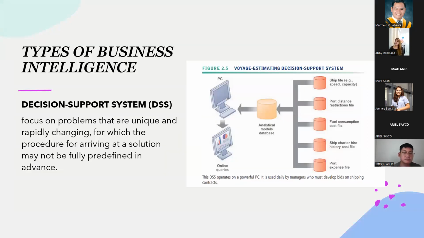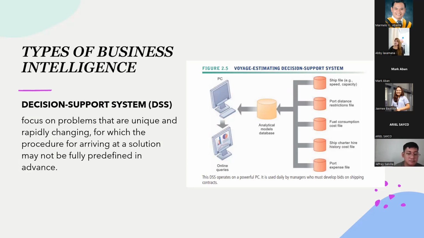So other types of business intelligence systems support more non-routine decision making. Decision support systems, or DSS, focus on problems that are unique and rapidly changing, for which the procedure for arriving at a solution may not be fully predefined in advance. So they try to answer questions such as this. What would be the impact on production schedules if we were to double sales in the month of December? What would happen to our return on investment if a factory schedule were delayed for 6 months?